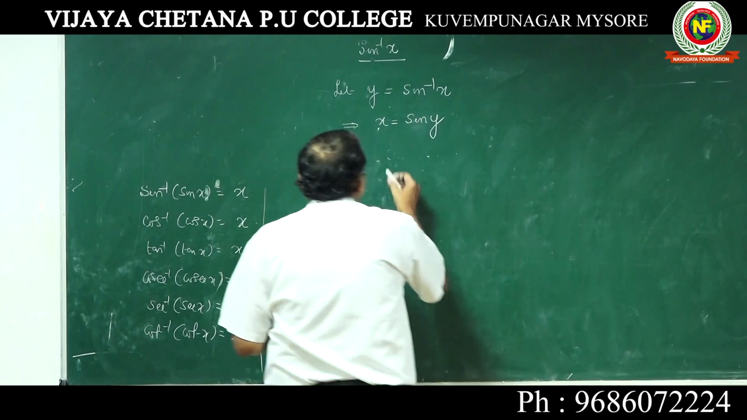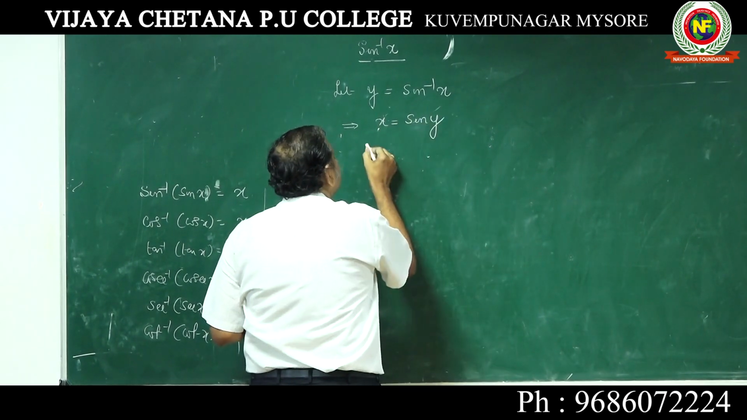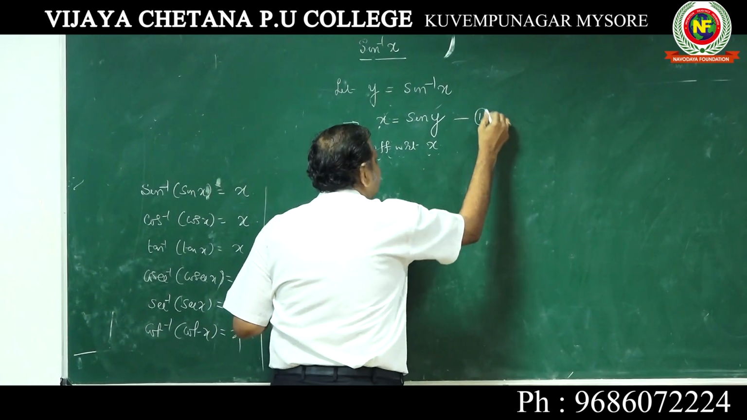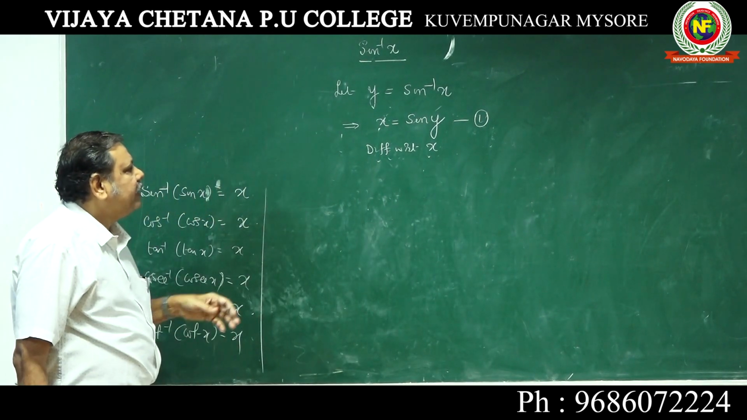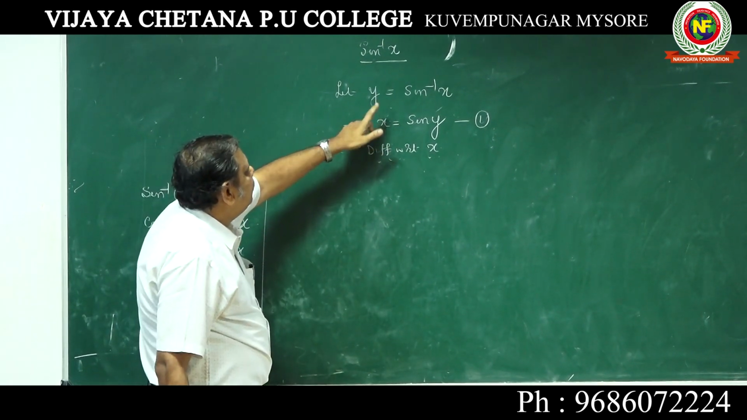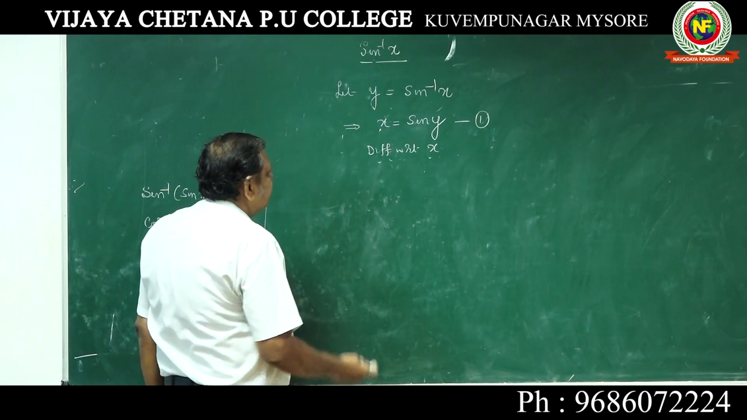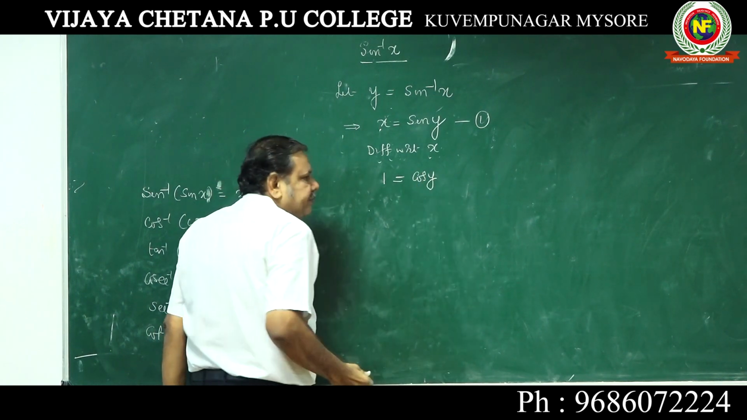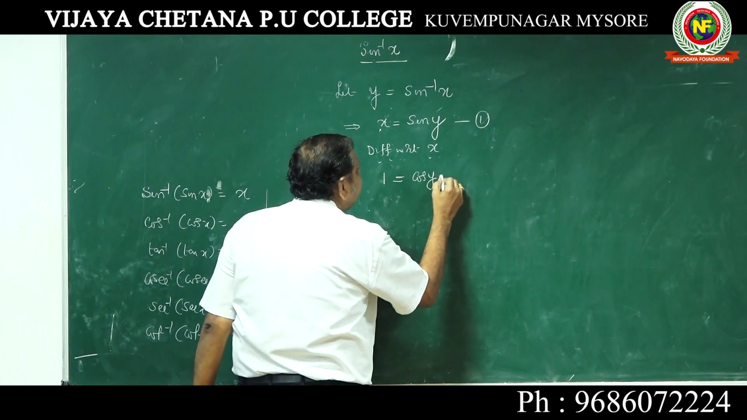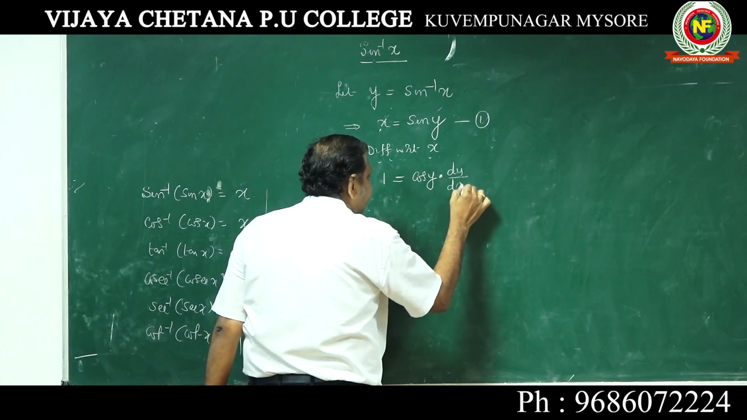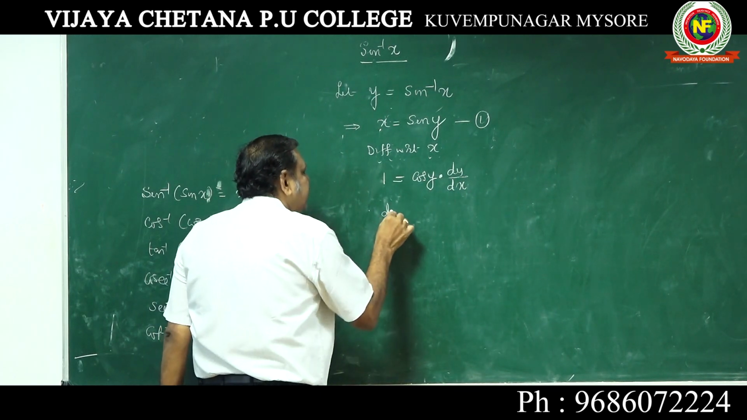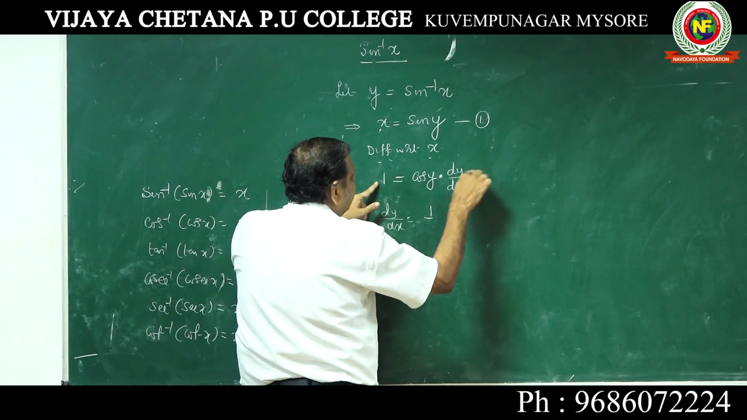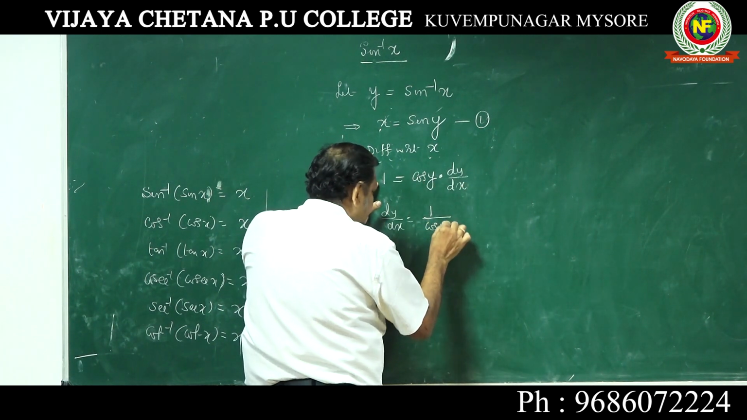Now x equal to sin y. Now it is an implicit function. X is there, y is there. Differentiate with respect to x. Call this equation number 1. Left side, x equal to sin y. Now differentiate, x is 1. Differentiation of sin y is cos y, into dy by dx, because you are differentiating y. So cos y dy by dx equal to 1, or dy by dx is equal to 1 by cos y. All of you understood?